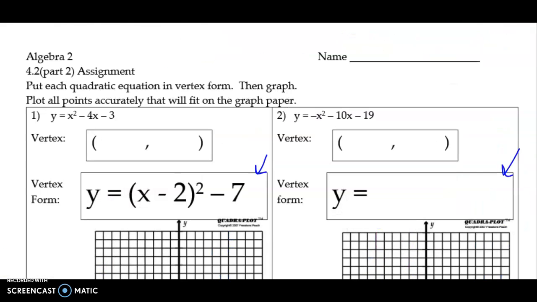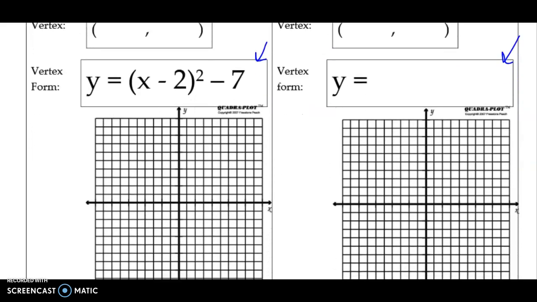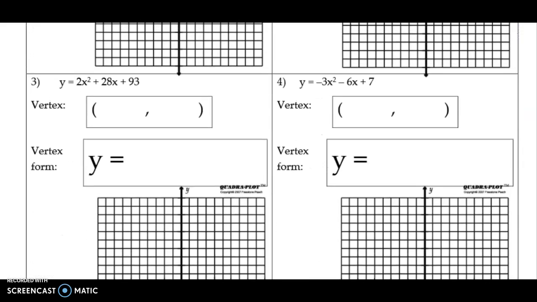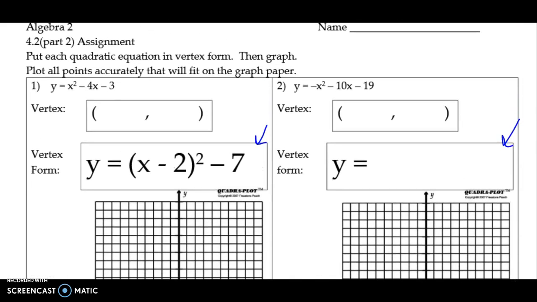Okay, so your assignment is worksheet 4.2 part 2, and you have 4 problems to put in vertex form. First one I gave you in vertex form, but I want you to try to do it yourself. And then graph it out. Okay. And if you get done today, turn it in. Otherwise, you can turn it in tomorrow.